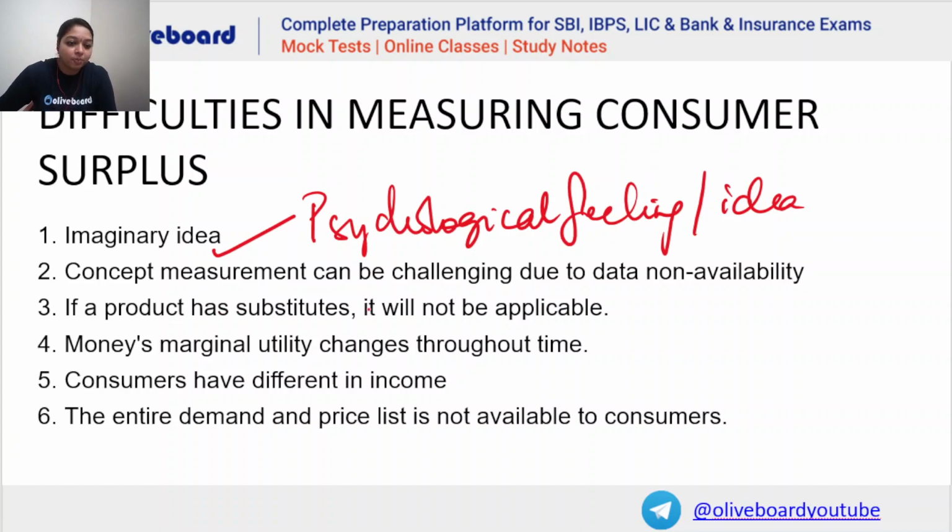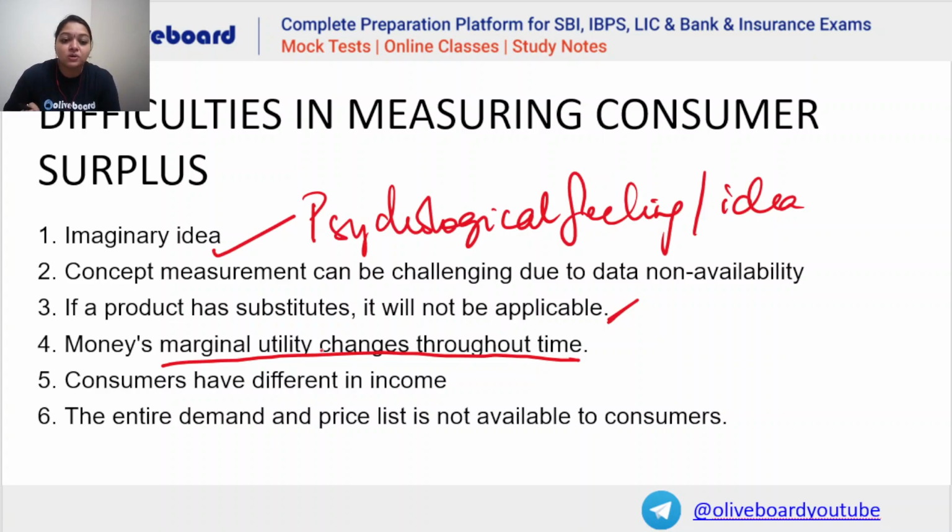Then if a product has substitutes, it will not be applicable, because if a product has a substitute and you want to purchase that instead of this, your satisfaction will increase because the product will change. So then consumer surplus will not be applicable, right? Then the fourth one is that money's marginal utility changes throughout time. So what was the assumption? The assumption was that the marginal utility of money does not change. But what is the actual truth? The truth is that the marginal utility of money changes.